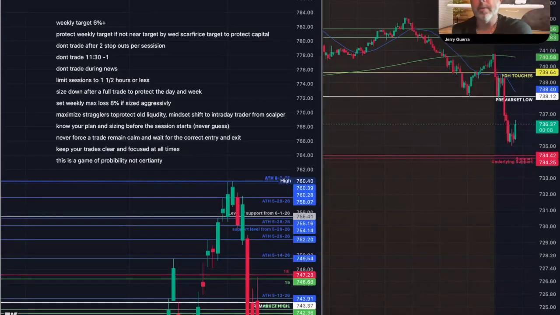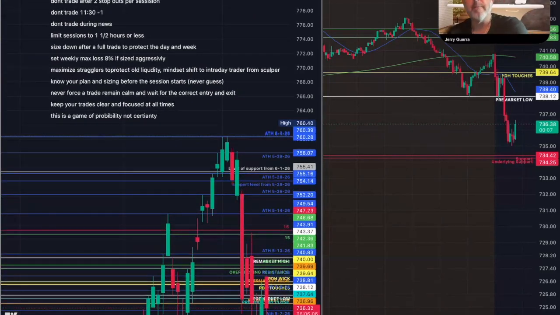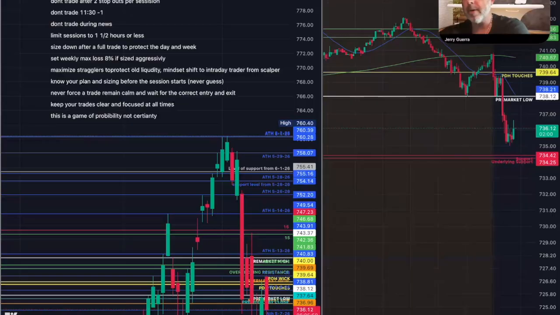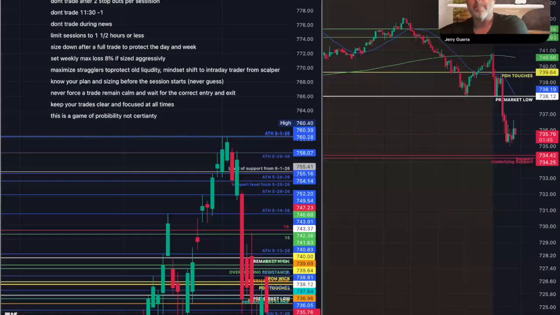I always maximize stragglers to protect old liquidity, and my mindset will always shift to intraday trading, guys. You go from the scalping trade to a long-term trade, right? So if you get into stragglers, you now start trying to protect aftermarket high, aftermarket low, pre-market highs, pre-market lows to allow those to maximize your money and stay in those as long as possible. Those old levels will become liquidity sweeps.